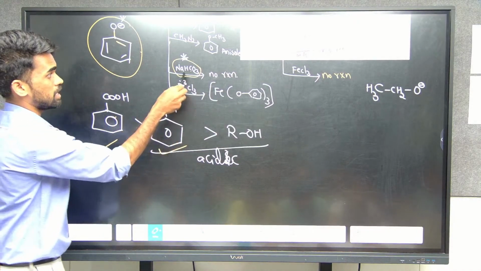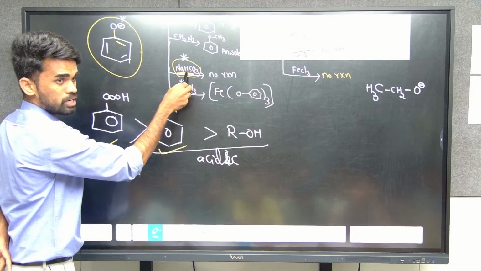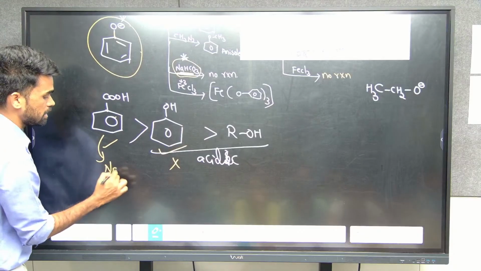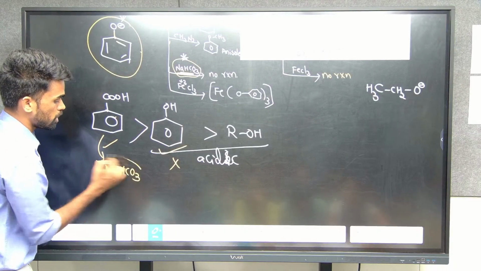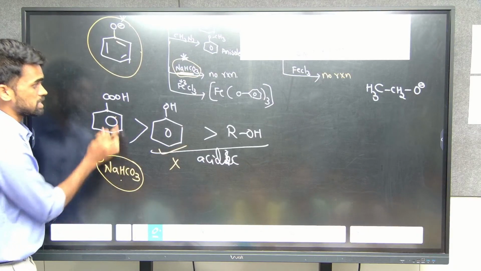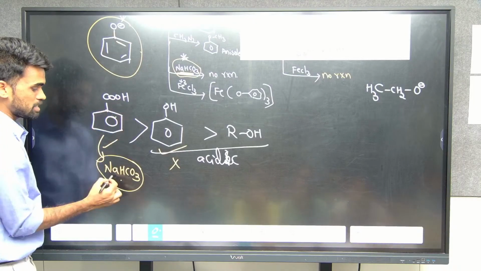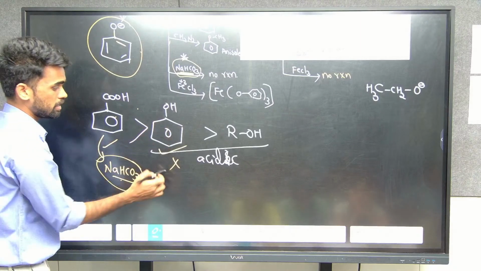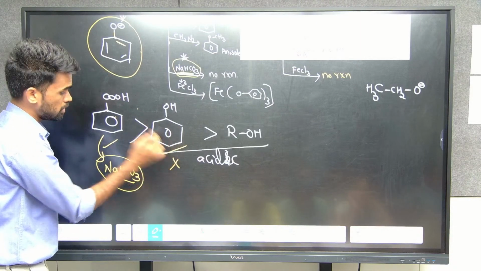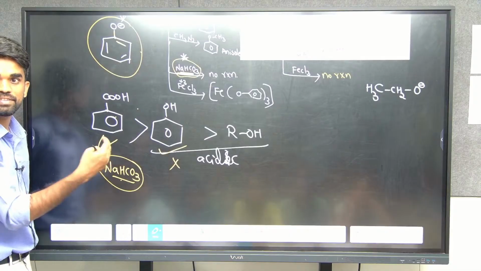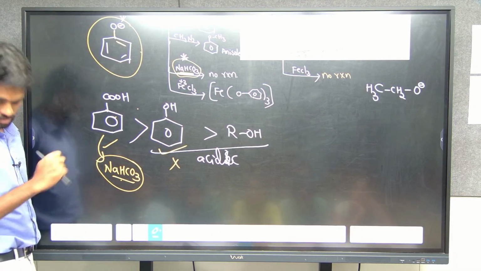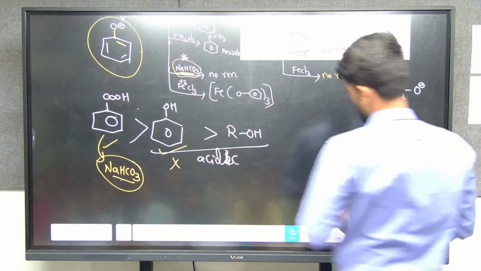Because phenols, will they react with sodium bicarbonate? No. Carboxylic acid can react with NaHCO3. This is a base, this is an acid, so an acid base reaction takes place here, but it does not react with phenol. So from this we can identify whether the given compound is phenol or carboxylic acid. Do you get the concept? Okay, next.